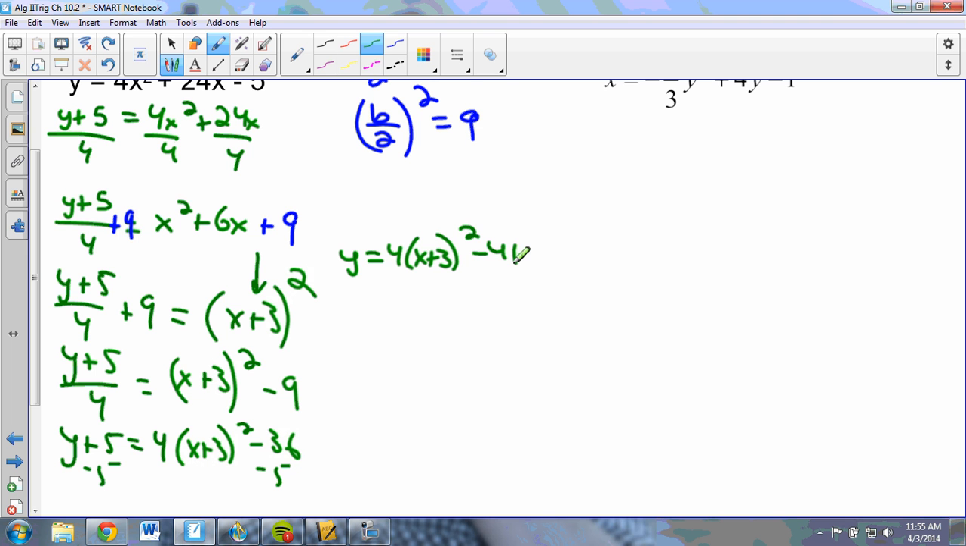Tell me what I know about that equation now. It's in a form. Good. What else? Yeah, I could graph it. By looking at the equation, what do I know about the graph? It's going to open up. Well, what kind of graph is it in the first place? Start there. A parabola.